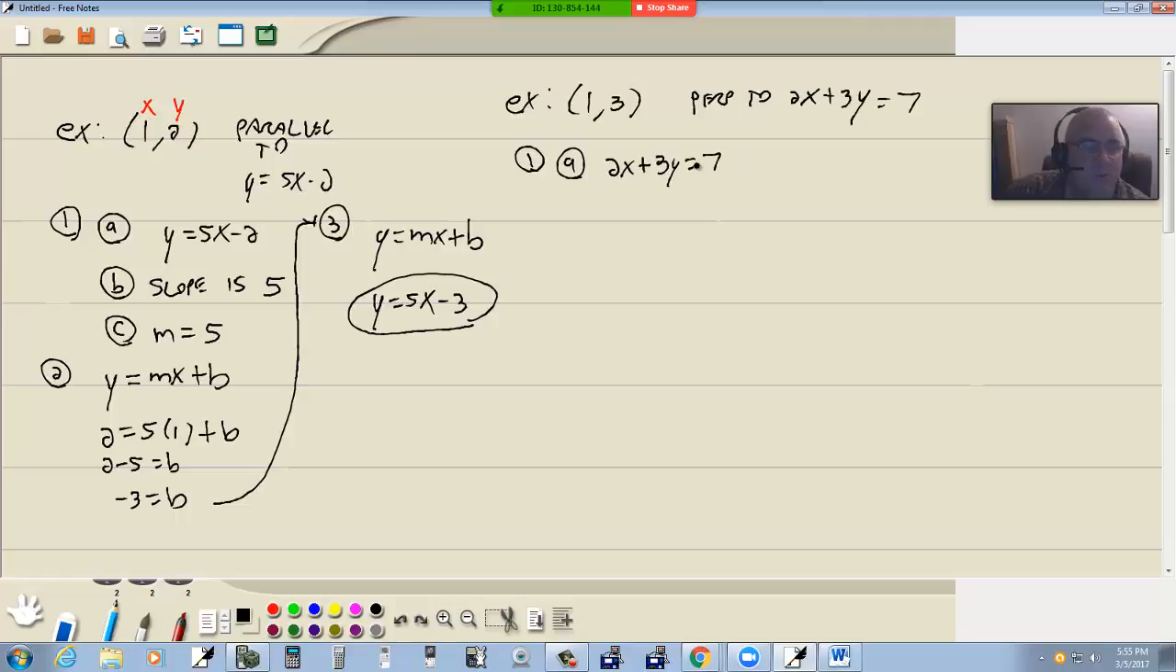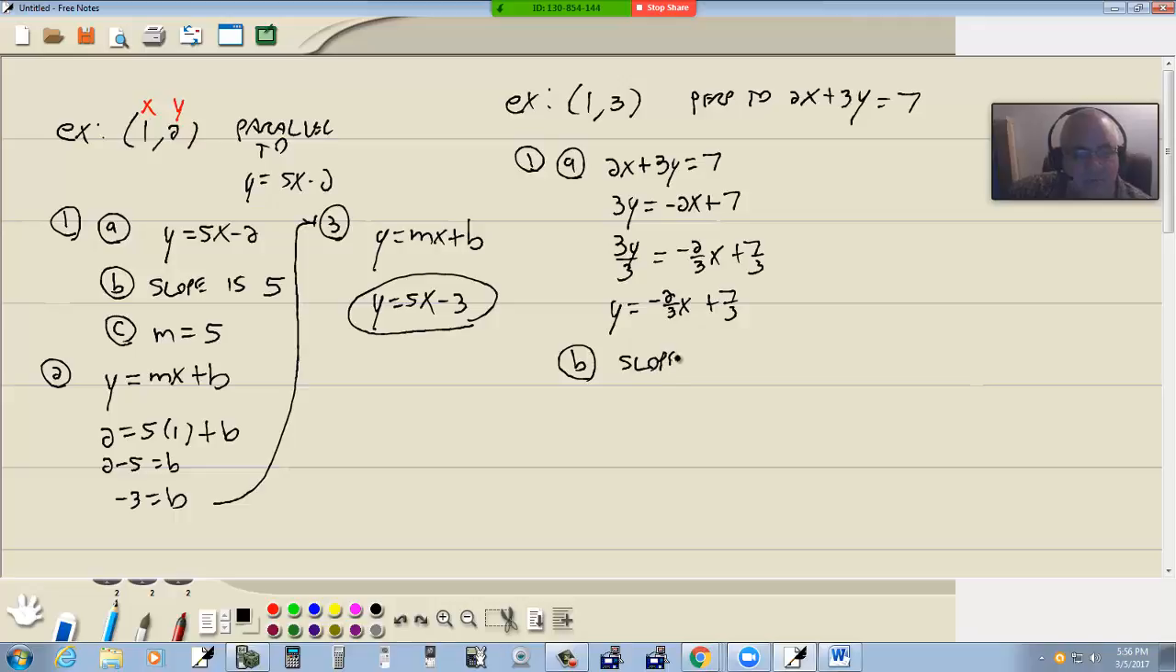This one isn't in slope-intercept form, so I want to solve for y. So I take 2x over. We get 3y is equal to negative 2x plus 7. Divide everything by 3. And we get y is equal to negative 2/3 x plus 7/3. Now our second substep says to identify our slope. So slope is negative 2/3. It's whatever number's in front of your x.